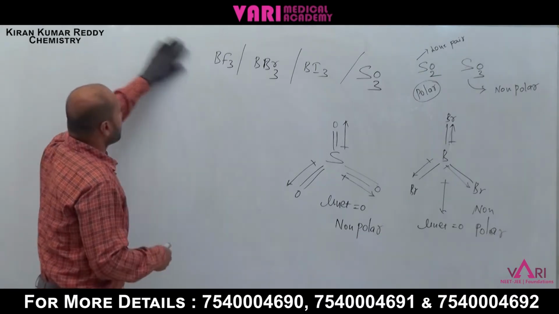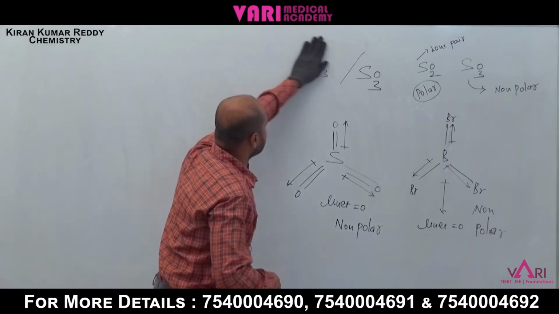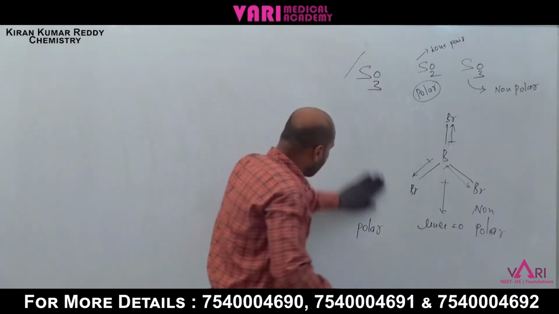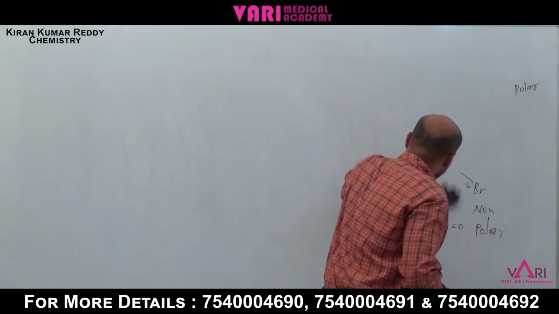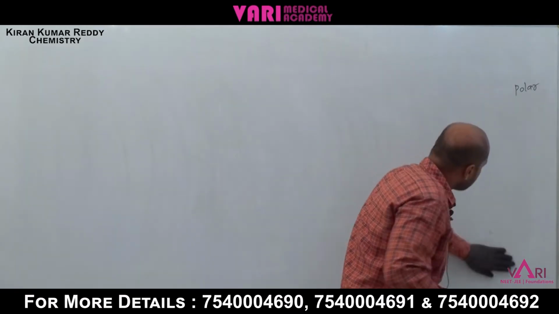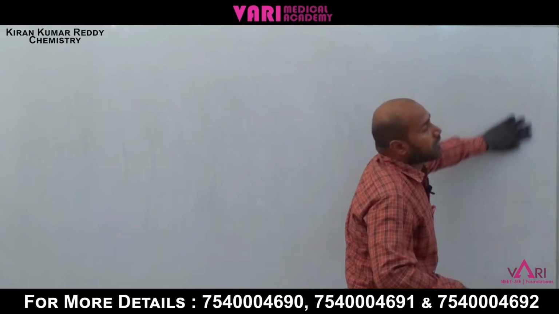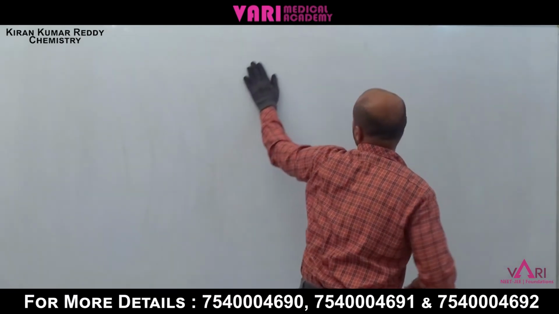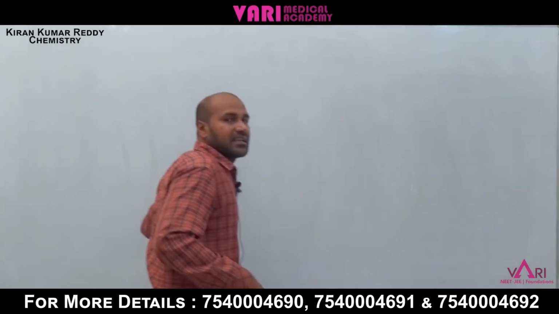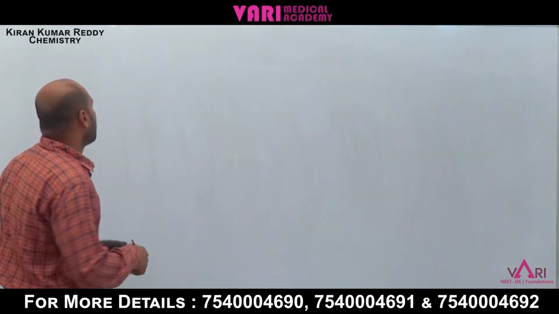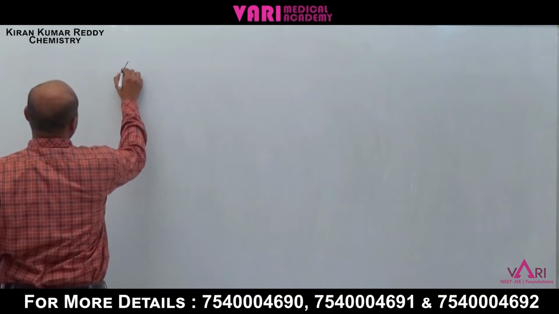And another point: symmetry is present, surrounding atoms are same, and no lone pair is present. That is dipole moment equal to 0. If lone pair is present, the dipole moment is not equal to 0. Now AB4 we can discuss.